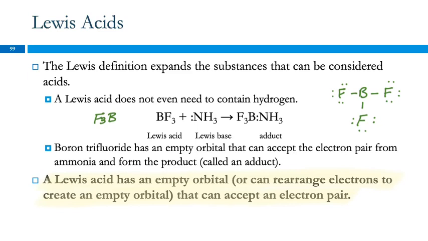Why doesn't it form BF4? I feel like there's a reason why, I just can't remember why. Well, BF4 would have an odd number of electrons. Yeah, it just doesn't work out. Try drawing the Lewis structure. It doesn't work.